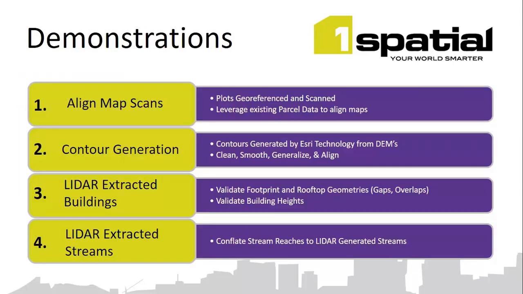We will be doing 4 demonstrations using our One Integrate product on extracted features. The first demonstration is working with a plot paper map that was scanned, georeferenced, and extracted and needs to be aligned with existing parcel data. The second demonstration is working with cleaning contours that were generated from a digital elevation model, or DEM. The third demonstration is working with LIDAR extracted buildings. And the fourth demonstration is showing how we can conflate the NHD reach codes from the NHD data over to a high-resolution LIDAR-generated stream dataset.